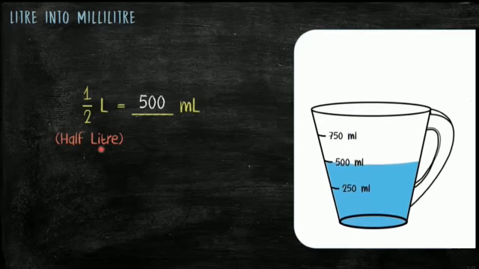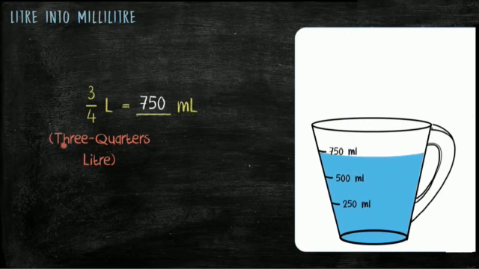Half liter. Half liter can also be written as 1 upon 2. We read it as half. Half liter means 500 milliliter. Here, this jar is filled till 500 milliliter. That means half liter it is.